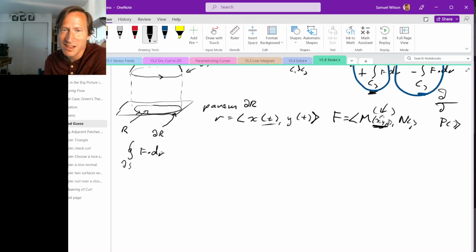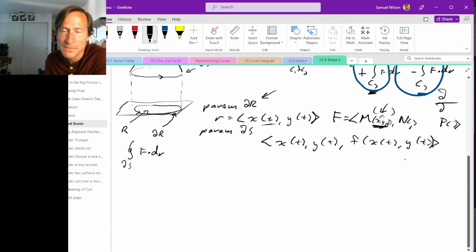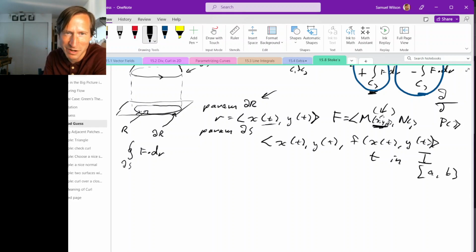Okay, so let's parameterize this line integral. We've parameterized the boundary of R, but that means for our parameterization of the boundary of S, it's going to be x of t, y of t, and then z has to be little f of x of t, y of t. I think this is the last time I'm going to be writing out all of the t's. From now on, we'll just have to remember that they're there. And this is for t values in some interval of t values, capital I for interval. This is some interval from a to b, whatever t values take you once around this curve.